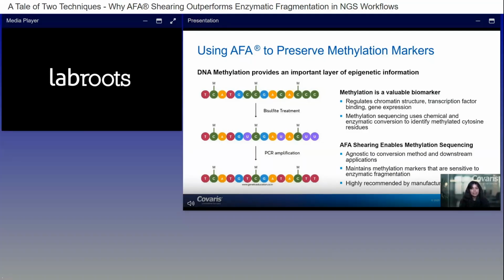Now, AFA is capable of enabling methylation sequencing for a couple of reasons. So first, AFA shearing is agnostic to conversion method, working whether you are using chemical or enzymatic conversion. Secondly, and probably most importantly, AFA is able to maintain methylation markers that are sensitive to enzymatic fragmentation, really preserving your sample and preserving your signal. So for these reasons, Covaris AFA is very highly recommended by manufacturers of methylation sequencing reagents.